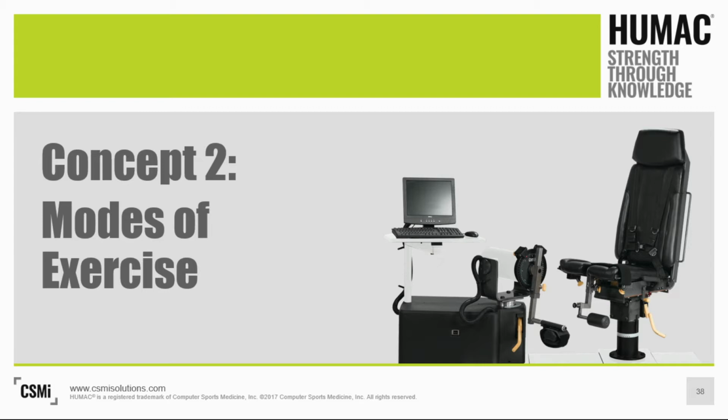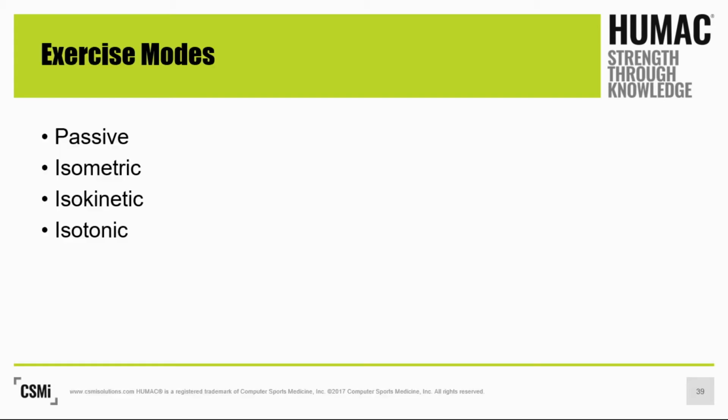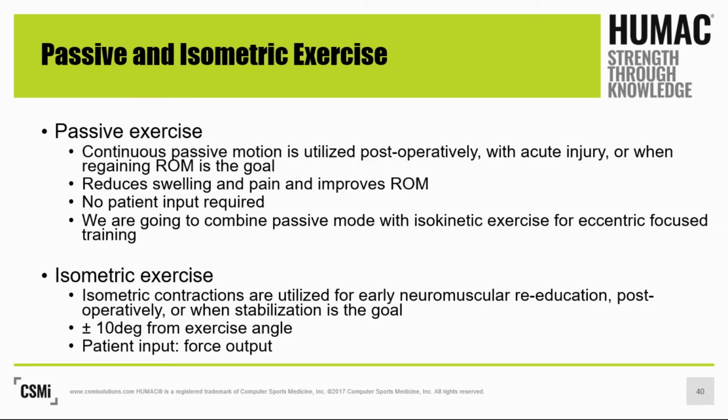The second concept for this portion of the course is the mode of exercise. The four modes of exercise are passive, isometric, isokinetic, and isotonic. Passive exercise is used right after surgery or injury for regaining range of motion, reducing pain and swelling. There's no patient input required as they completely relax and let something perform the motion for them. Now, we're also going to take advantage of passive exercise during our isokinetic training to focus on eccentric contractions, but more on that later.